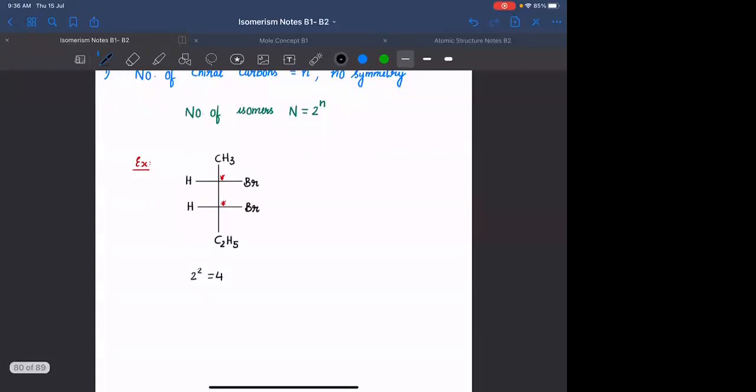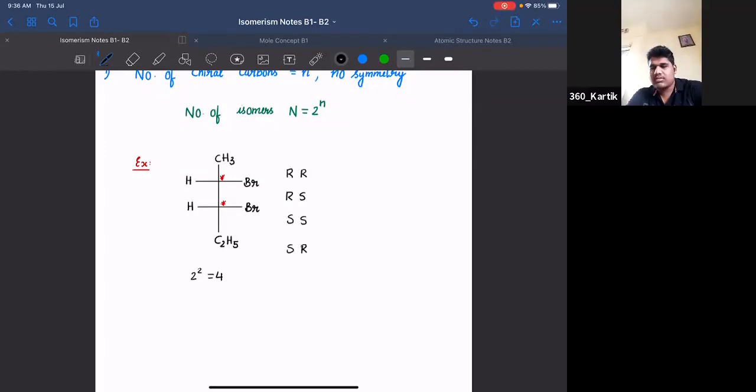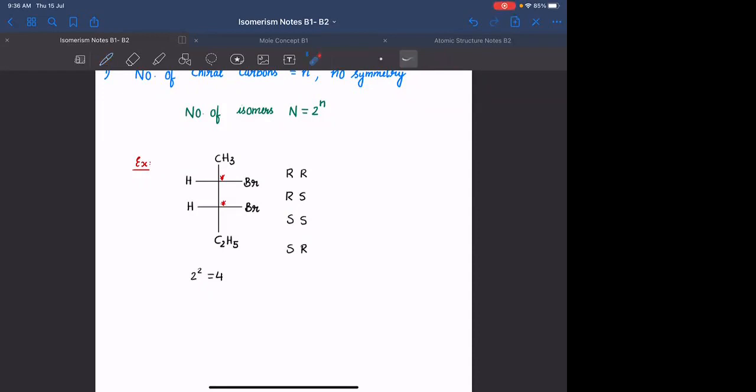What can they be? What can be the different names? It can be RR. It can be RS. It can be SS. And it can be SR. Agreed? If the molecule is not symmetrical, RS and SR are not the same. They are 2 different compounds. If the molecule is symmetrical, RS and SR will be the same.